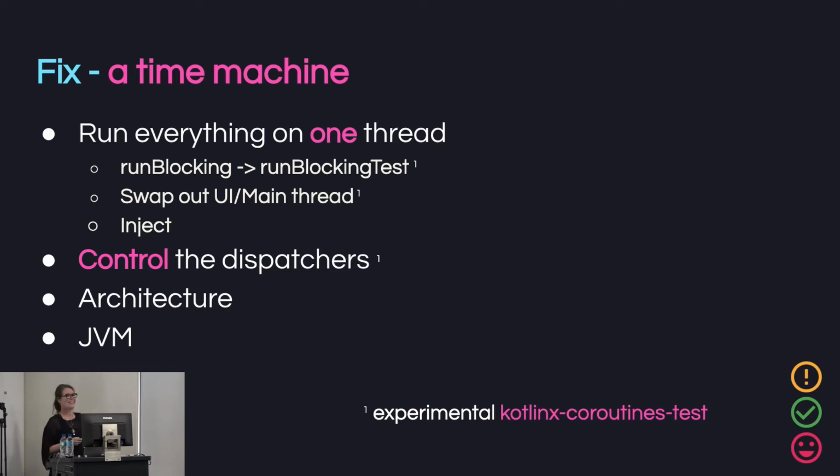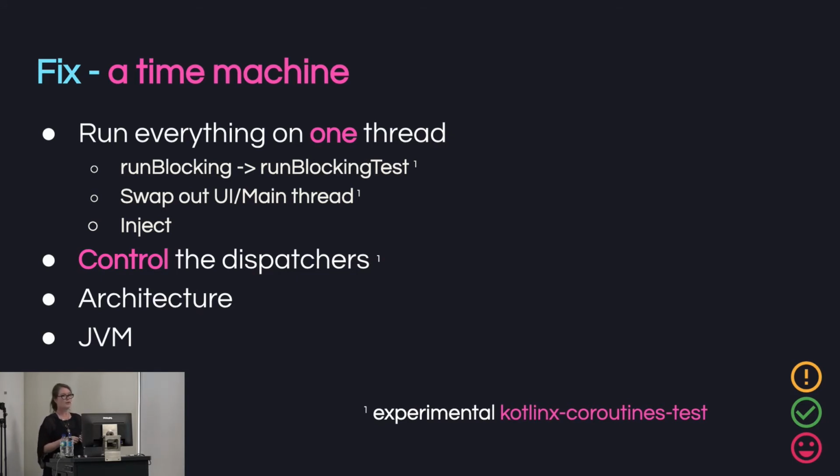So the core of the solution is that I need to run all of my tests and all of my test code in one thread, one blocking thread. I don't want my implementation to know that it's running on a blocking thread, but the way that I run my test, it needs to be on one blocking thread because otherwise I can't control things.